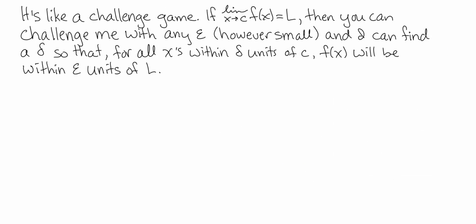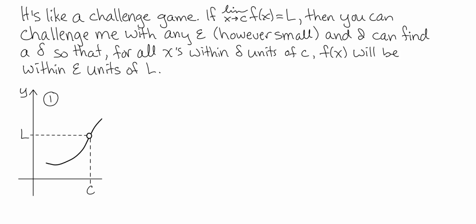We can think of this like a game. I claim that the limit as x approaches c of f of x equals L. That is my claim, my announcement to the world. Now you're going to challenge my claim. You challenge me by giving me an epsilon, an error, however tiny it is as long as it's positive. And my job is now to match that epsilon with a corresponding delta, a distance, so that for all x's within delta units of c, f of x will be within epsilon units of L.